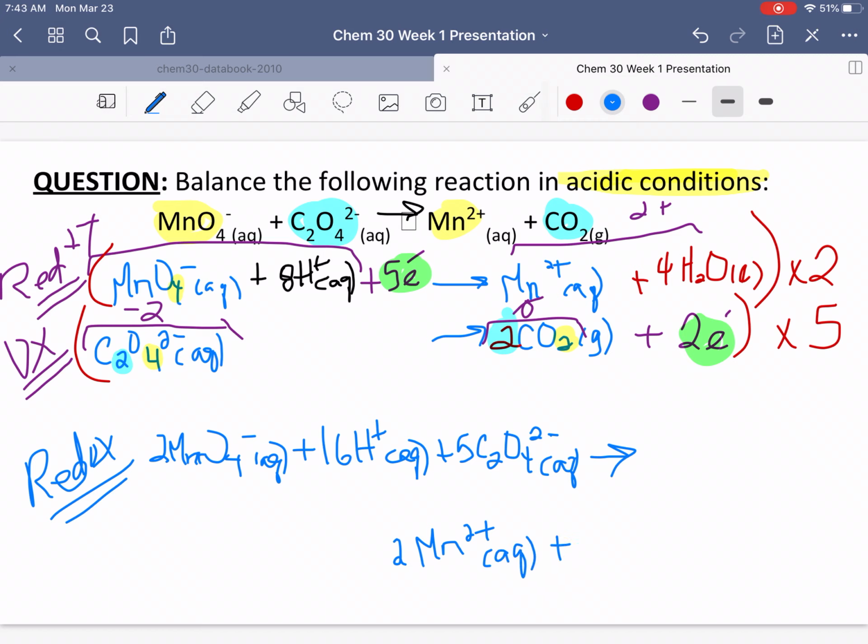There were 4 waters, now there's 8 H2O liquid. I'm going to need to add that to my 2 times 5, 10 CO2 gas. And there you have it, our final redox equation, all balanced out. My electrons ended up canceling out because I had 10 going in, 10 going out. We're done.